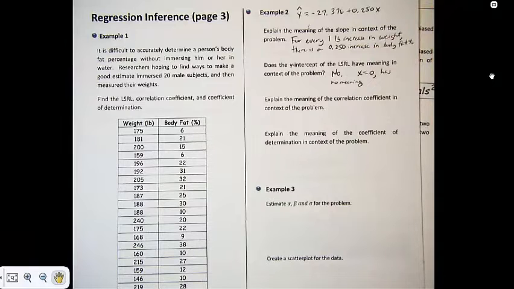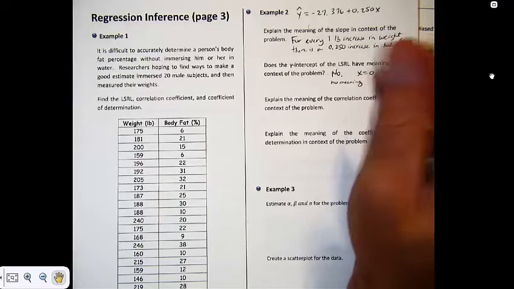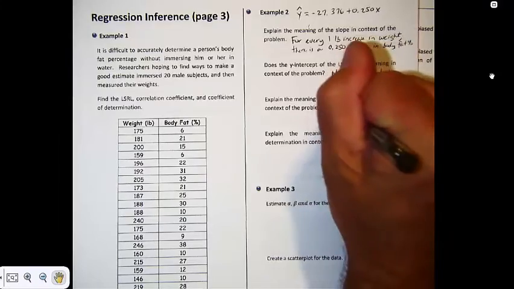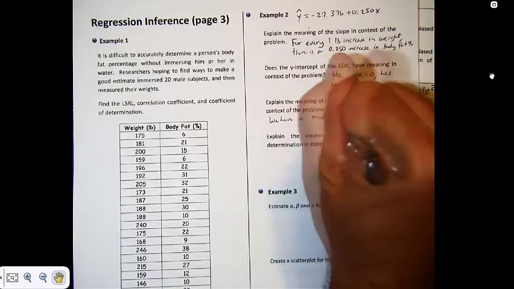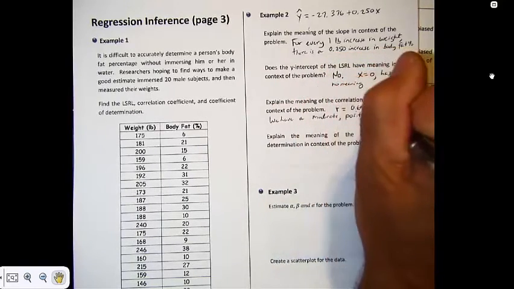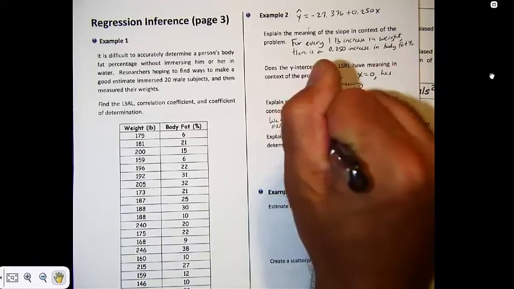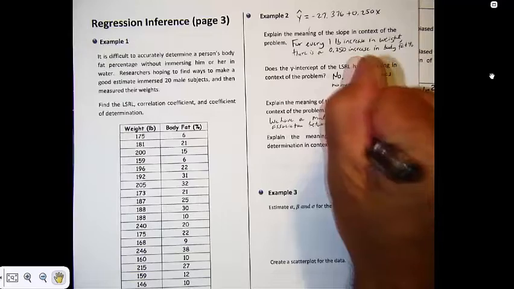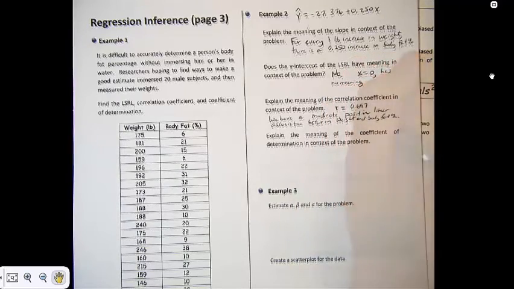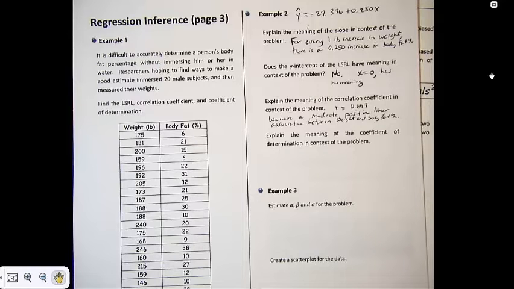Now explain the meaning of the correlation coefficient in context of the problem. We saw that the value of r was 0.697. We have a moderate positive linear association between x and y, which in context is weight and body fat percent. Recall, the magnitude of r determines the strength. If it's between 0 and 0.5, it's weak. 0.5 to 0.8 is moderate. And 0.8 to 1 is strong.